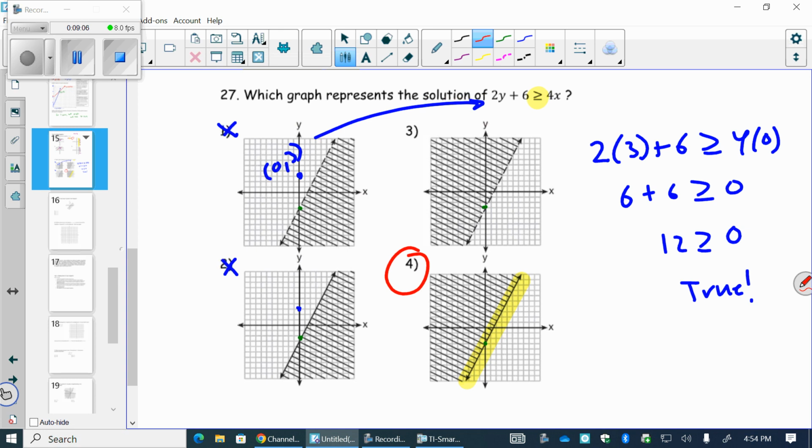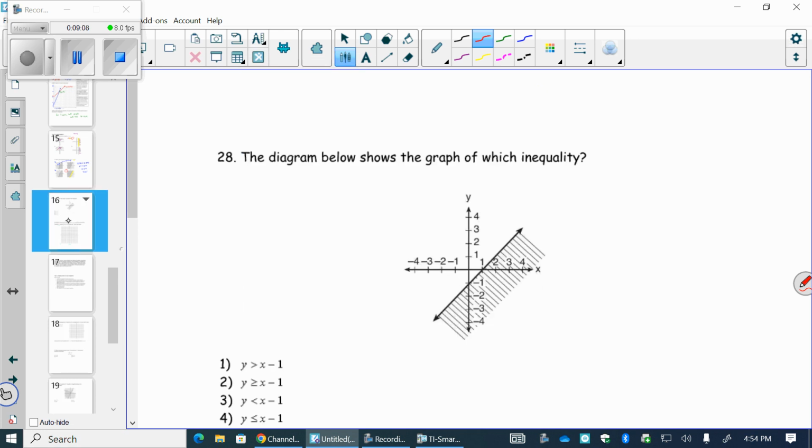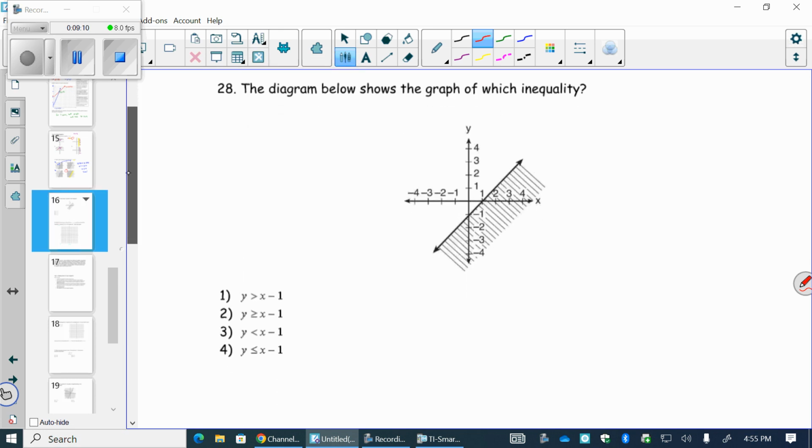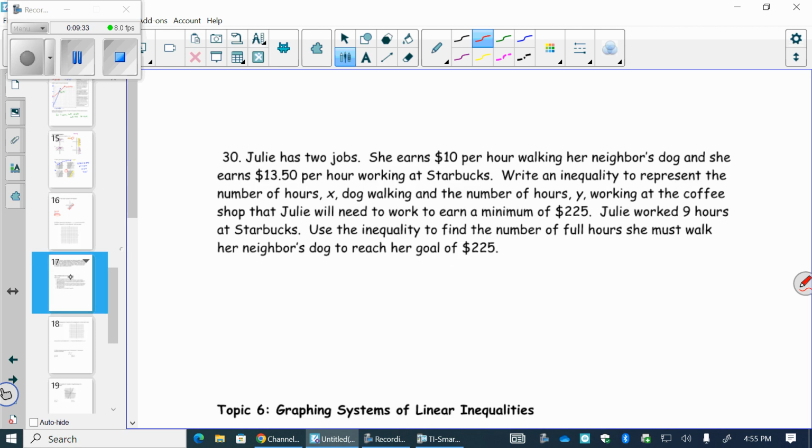Okay, let's keep going. This next question shows which inequality. So if you look at this, first off, you can cross out choice 1 and 3 because it's a solid line. And then you have to decide if you're shading above or below. You kind of see in this case that we shaded below the line, which means you can just pick the less than. Or you can test a point. It's up to you. All right. Next question.